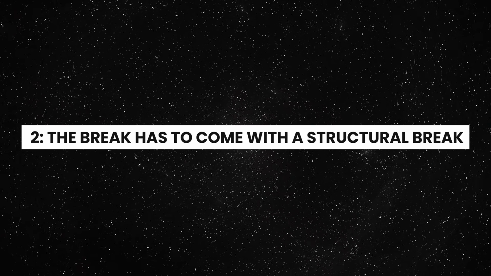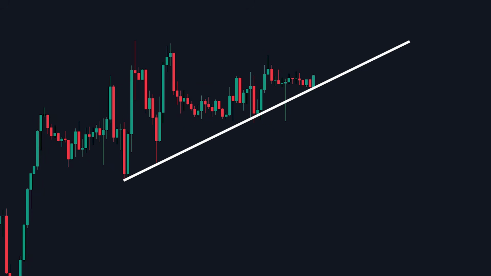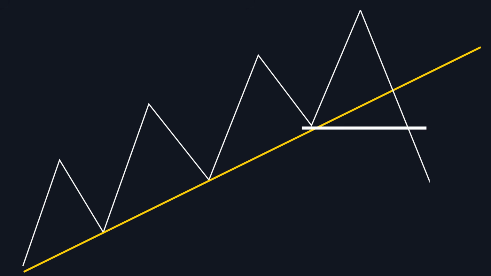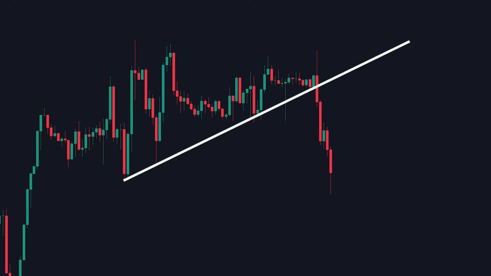Condition 2, the break has to come with a structural break, not just the line. I want price to break the trend line and take out the last significant swing. In an uptrend, that means breaking below the last higher low. Line break plus break of structure together is the market switching from higher highs and higher lows to the opposite. One without the other is noise.